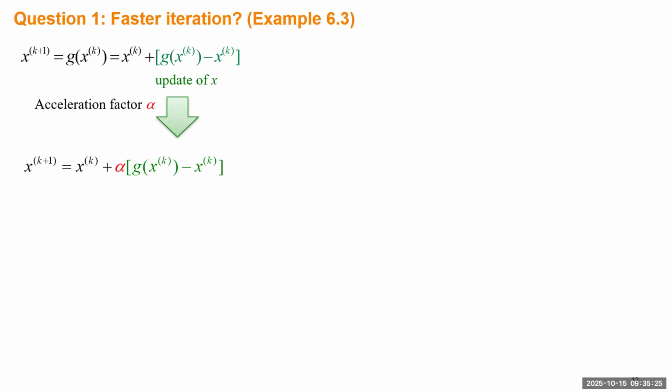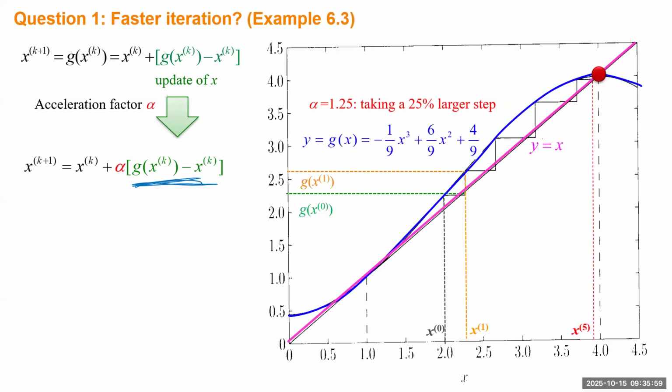The only change is we just multiply the update by alpha. So if we make alpha, for example, 1.25, which is increasing the step by 25%, then each time we calculate the update, but we don't apply this update directly. We multiply it by a factor. If the factor is bigger than 1, we actually update at a faster pace. So we still use the same case to visualize what happened.